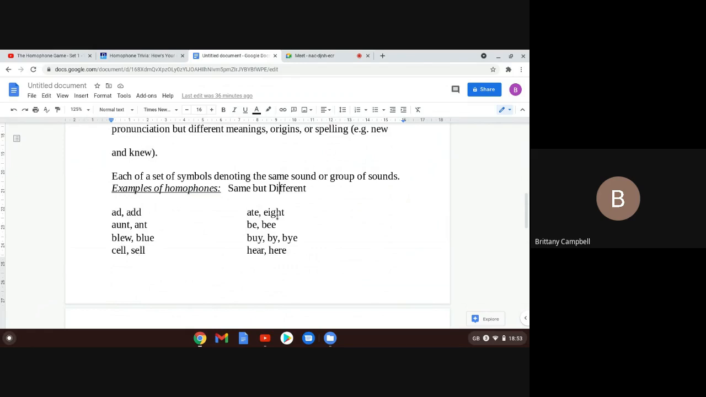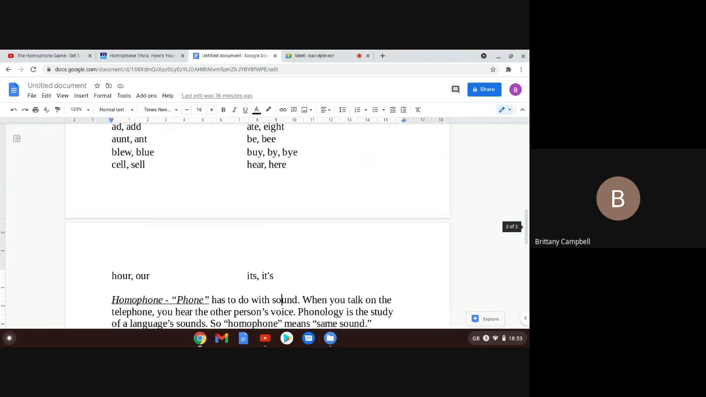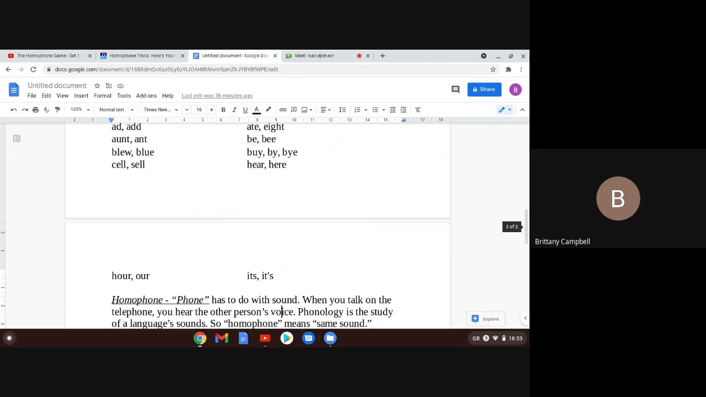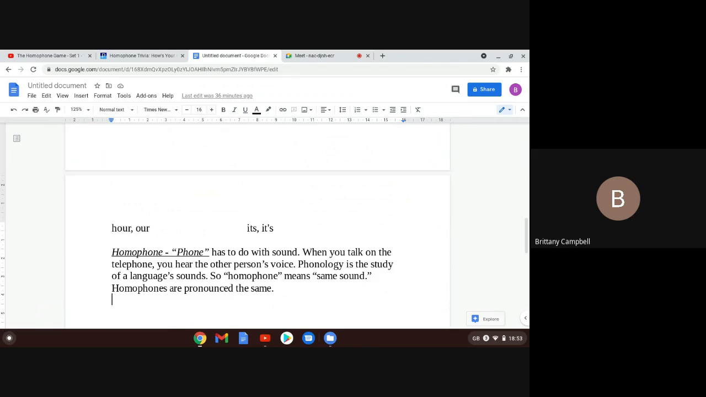Eight, it, be, buy, buy. And you realize there, for each of these, if we don't know the context in which to use them, it must be difficult to use the homophones, right? But guess what? There's a key to this. There's a way to catch on to it.